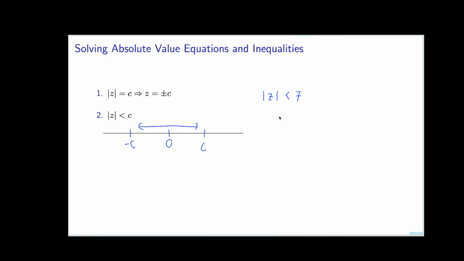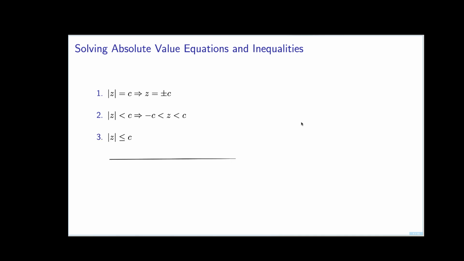Or if you want the absolute value of z to be less than 7, then you would need your z to be in between minus 7 and 7. So numbers like 0, 1, 2, -1, -2, a half, pi, minus pi, etc. would all satisfy this. Again, to summarize, absolute value of z less than c tells us that the expression z needs to be in between minus c and c.